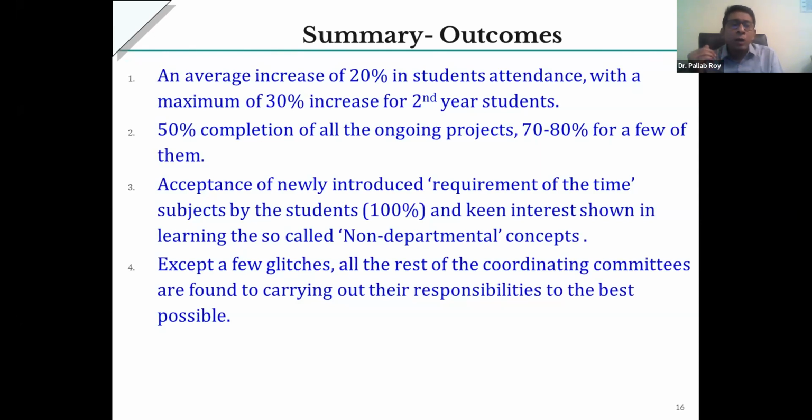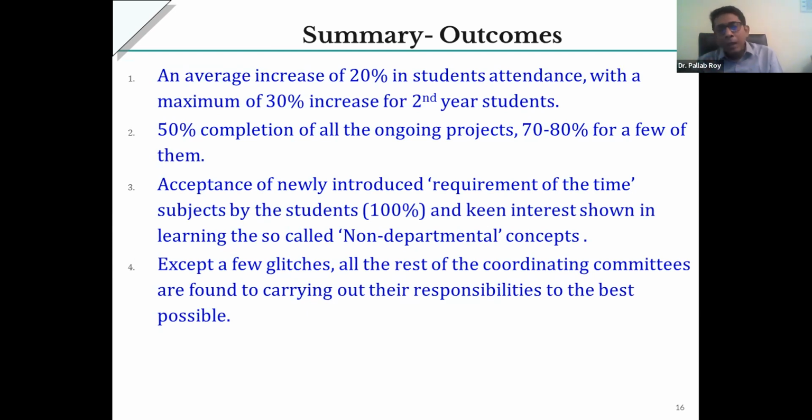So the third outcome is acceptance of newly introduced requirement of time subjects by 100% students. Okay. I personally, along with my other faculty members, talked to the final year students. We held Google Meets and made them understand. We completely explained to them what is there in IoT, what is there in data science, what is there in 3D printing, and why these things are needed, how the world is getting changed, why the smart cities are coming up. We made them understand, and believe me, 100% of them have accepted the new ideas, even though those subjects are very much related to the other departments. They have accepted those subjects.